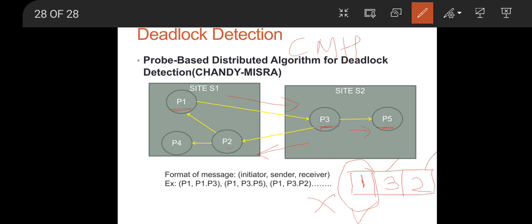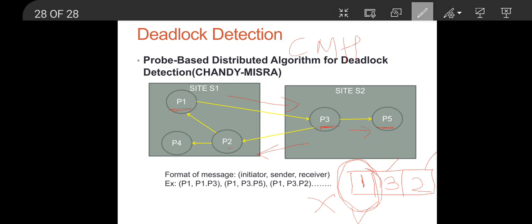Now P2 also will do the same process, and if P1 gets its own message back, how will it identify that it is getting its own message? That is from the ID that is present in the first field. If it is its own ID, it means whatever message it had sent previously, it got it back. That means the message was communicated in a cycle, the conclusion of which is that the system is in a deadlock condition.